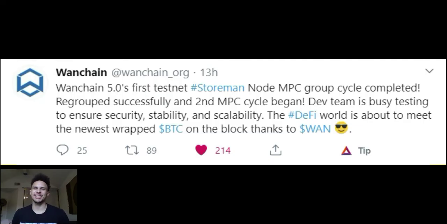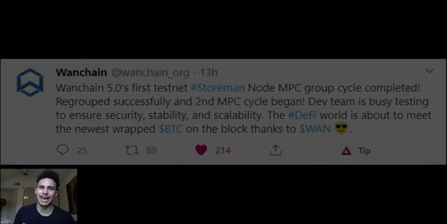And guys, that's not the only piece of bullish news I got for you for Wanchain. Check it out. Wanchain's 5.0's first testnet storeman node MPC group cycle completed. Regrouped successfully and second MPC cycle began. Dev team is busy testing to ensure security, stability, and scalability. The DeFi world is about to meet the newest wrapped BTC on the block thanks to Wanchain.